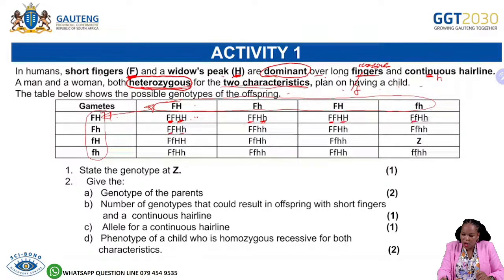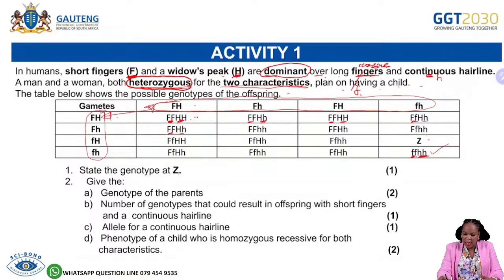Let us take a look at this one. This one, long fingers with continuous hair. Why are we saying that? Because they are in a homozygous state and they are recessive. So you know that recessive ones, we said they are small letters. For small letter f, we know it's long fingers. For small letter h, we know it's continuous hairline. Therefore, by analyzing that, you can tell how the offspring is going to look on the outside.